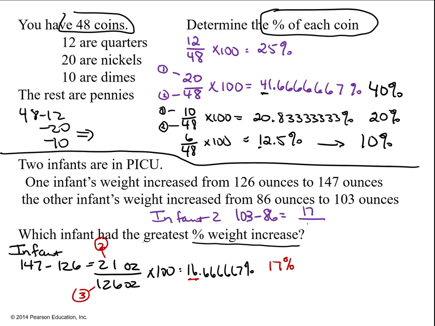And then divide by. You're not going to divide by their final weight. You want to divide by what they started at. So it'd be divided by 86, and then that answer times 100, because 100 is going to put it in percent. So 17 divided by 86 times 100 is going to be 19.76744419%.